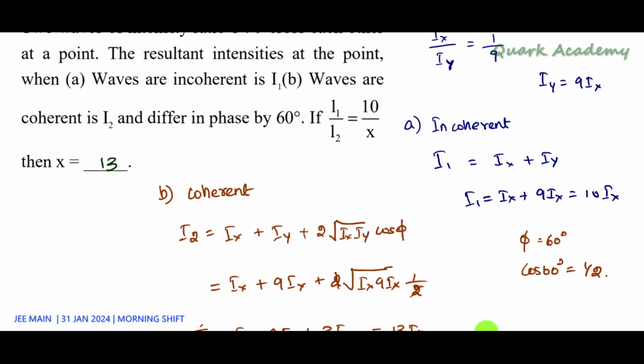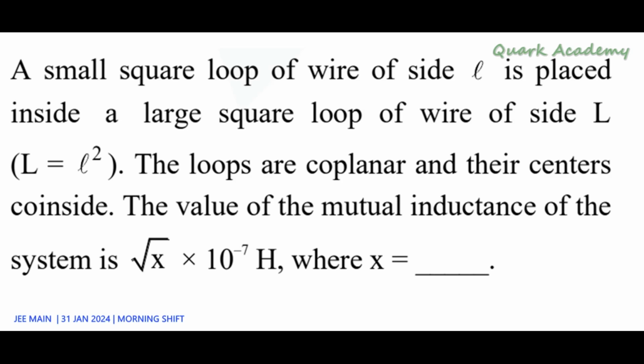This is 13. This question is based on mutual inductance. There are two square loops of different side length, placed in the same plane with their centers coinciding. We just need to find the mutual inductance of this system. So let's draw the figure.